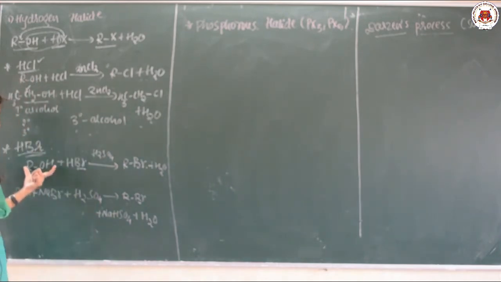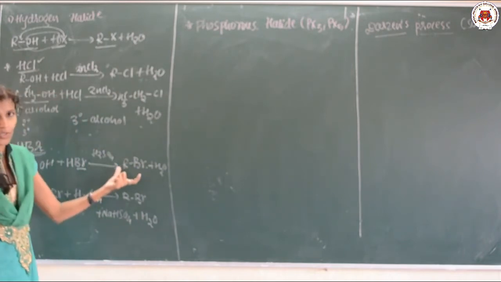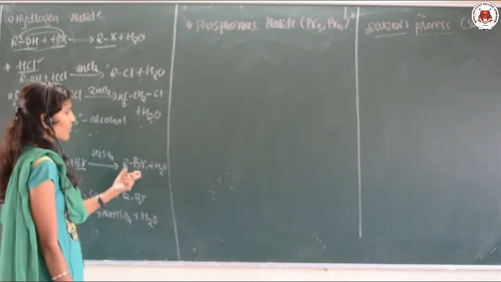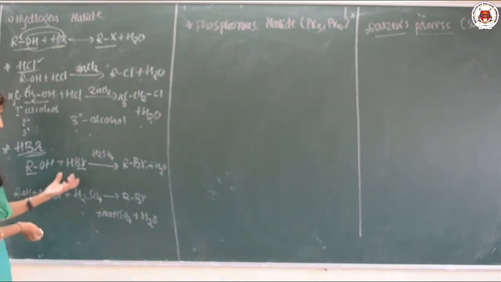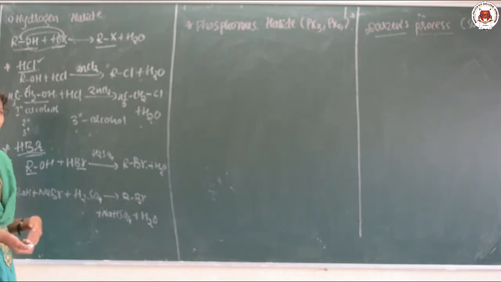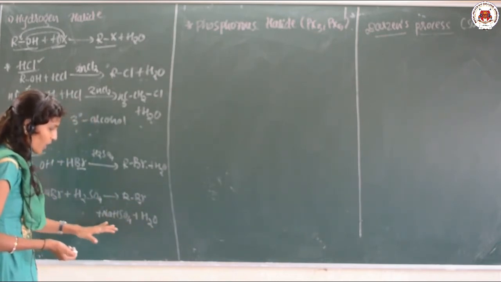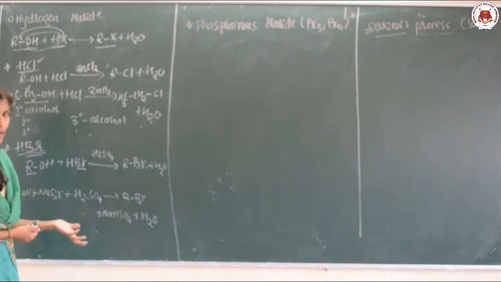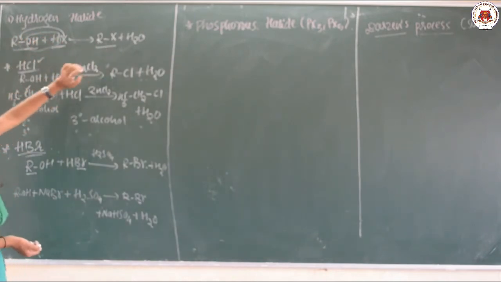So when the alcohol is directly treated with HBr in presence of an acid like H2SO4, you are going to get RBr, that is an alkyl bromide type of compound. Sometimes they use, instead of HBr, KBr or NaBr, that is potassium bromide or sodium bromide. During that time, along with the alkyl bromide, you are going to get water as well as NaHSO4 as one of the byproducts. Clear? So, this is how we can explain the preparation of alkyl halide by using the hydrogen halide.